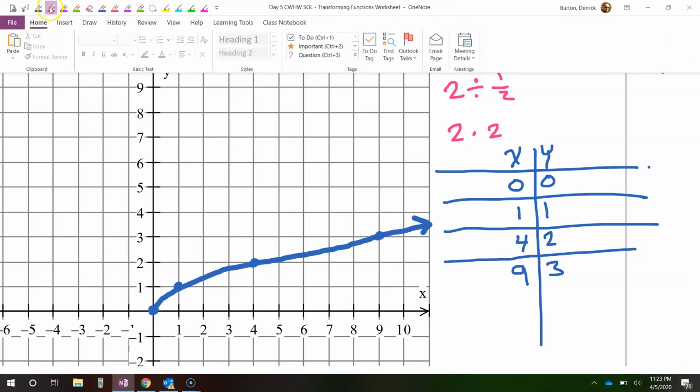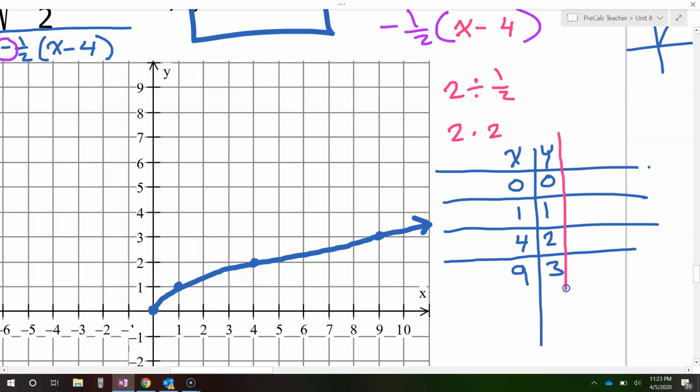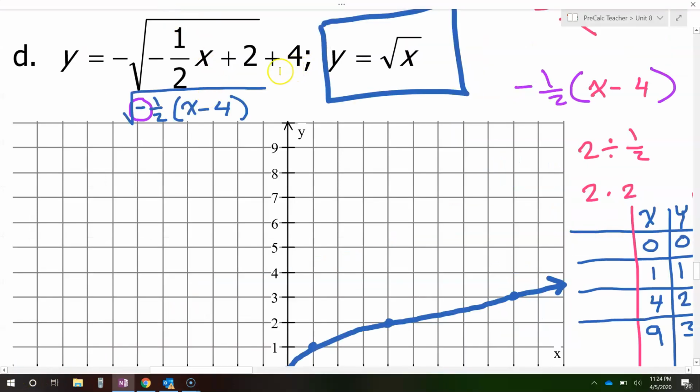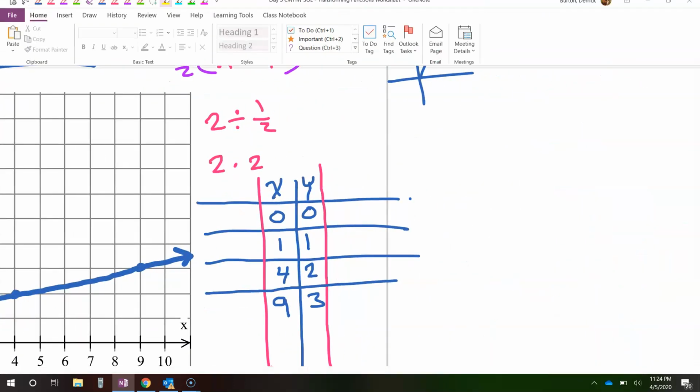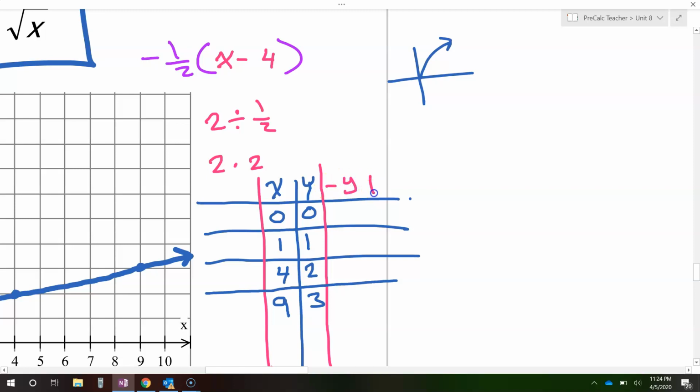Now the transformations. Let's start with what's going to happen to the y values. The transformations to the y value happen because of what's going on outside the function, the negative sign and the plus 4. So my new y values will be negative y plus 4. The opposite of 0 is 0, plus 4 is 4. The opposite of 1 is negative 1, plus 4 is 3. The opposite of 2 is negative 2, plus 4 is positive 2. The opposite of 3 is negative 3, plus 4 is 1.